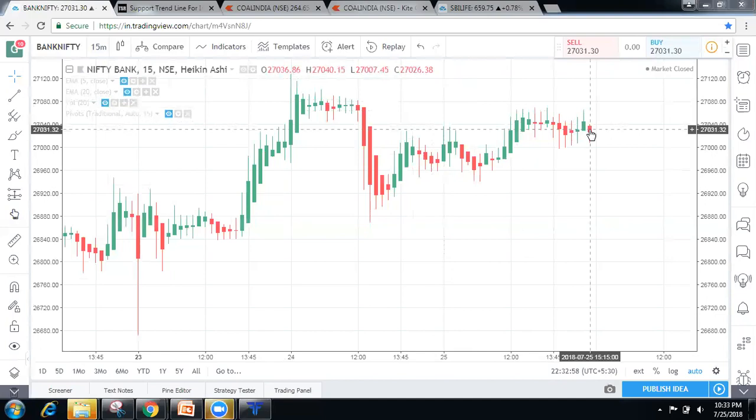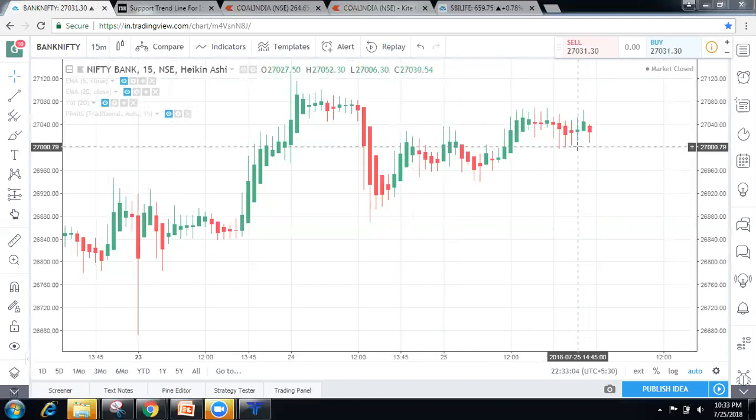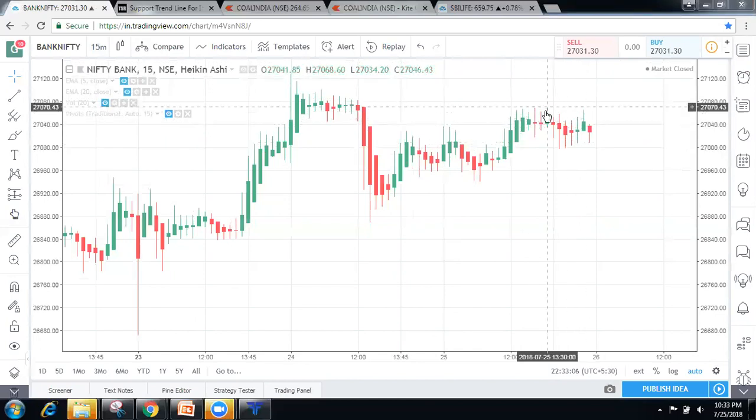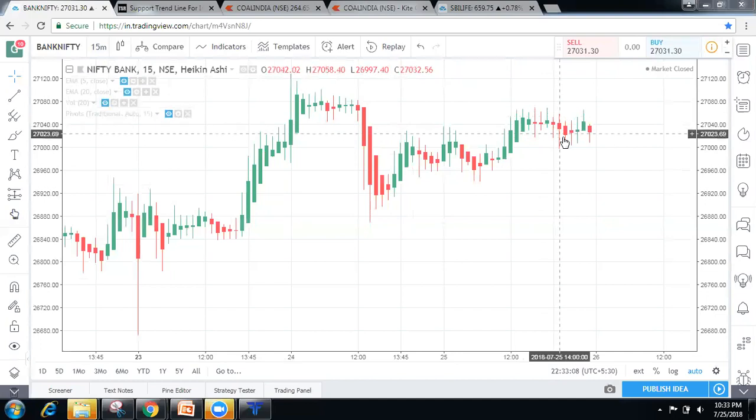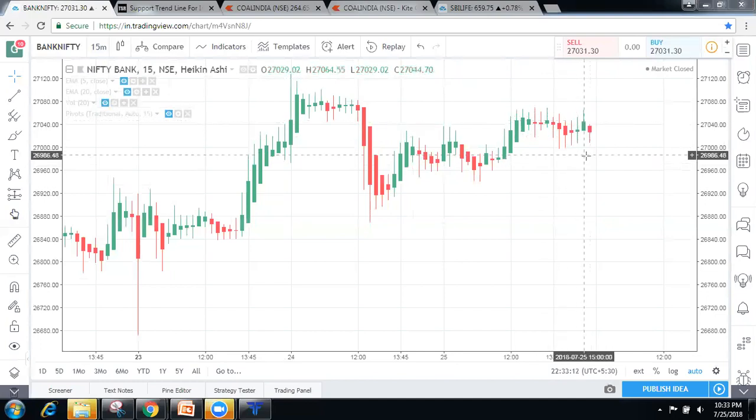So based on this, you will not take a trade. This is a 15 minutes candle. You will not go based on this. We will not take a trade now, but we are getting so many doji. How many doji? 1, 2, 3, 4, 5, 6, 7, 8, even 9 doji. 9 into 15 minutes means 2 hours 15 minutes. So for 2 hours 15 minutes it is trading in this range.